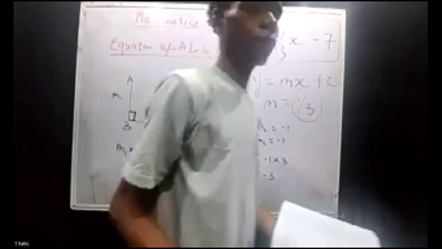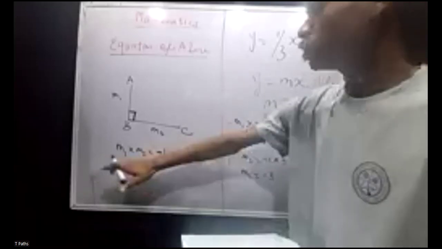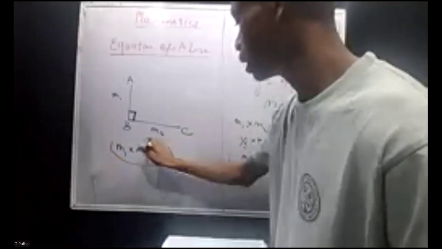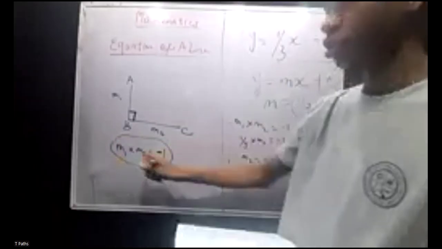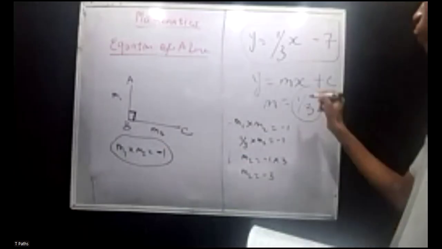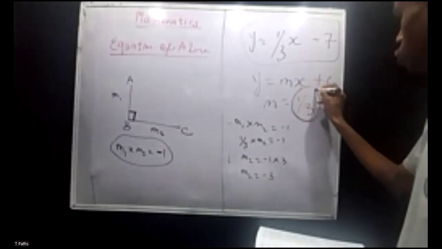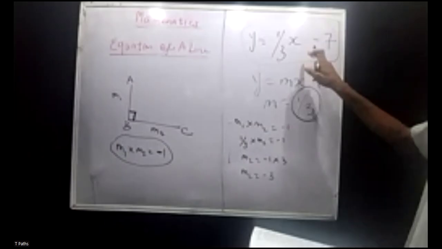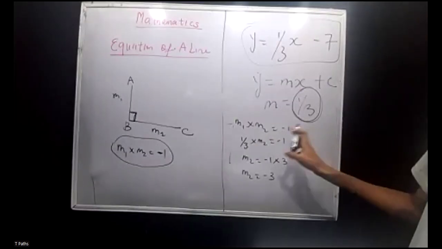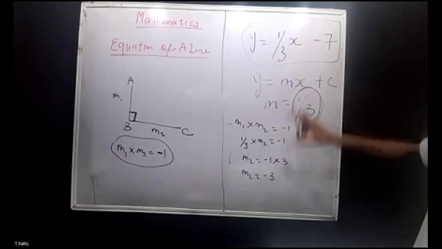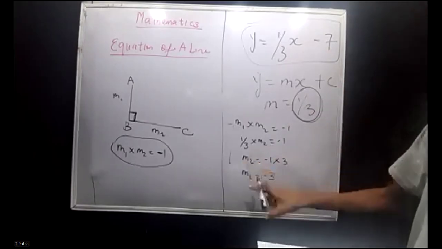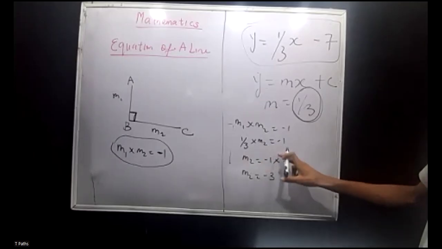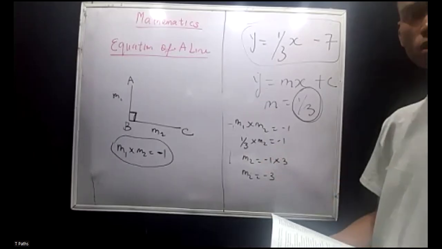So what did I do? I used the conditions for two lines to be perpendicular. For two lines to be perpendicular, the product of their slopes must be equal to -1. So for me to calculate the slope of a line perpendicular to this line, I used m1 times m2 is equal to -1. m1 is 1 over 3 from the question. So 1 over 3 times m2, then I cross multiplied, and I get -1 times 3, and I have m2 is equal to -3.